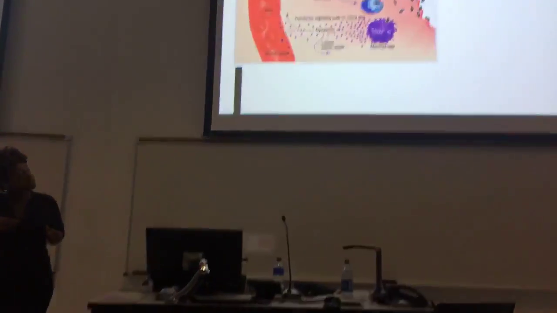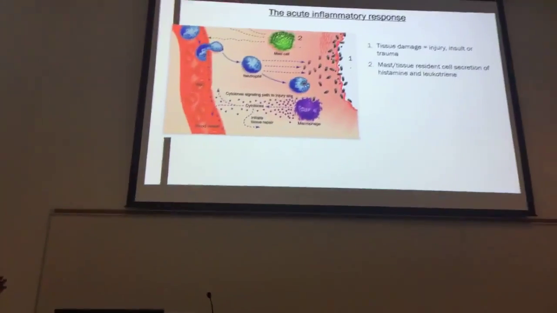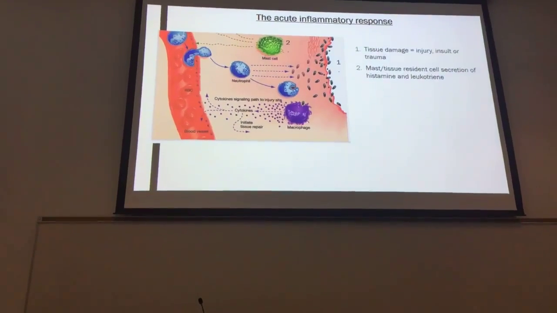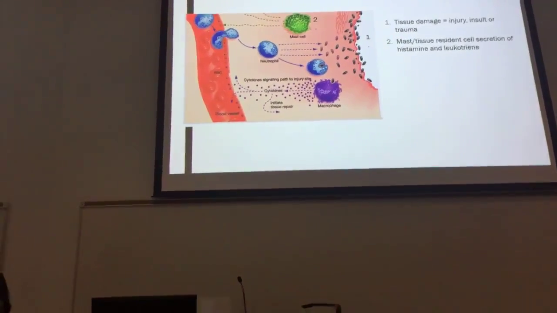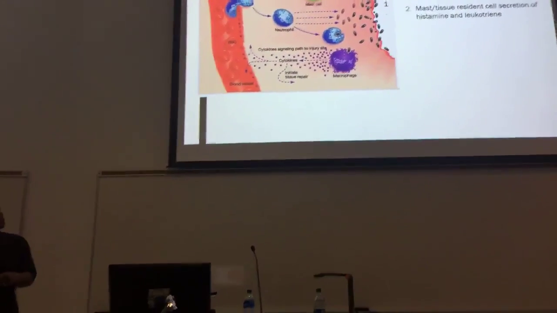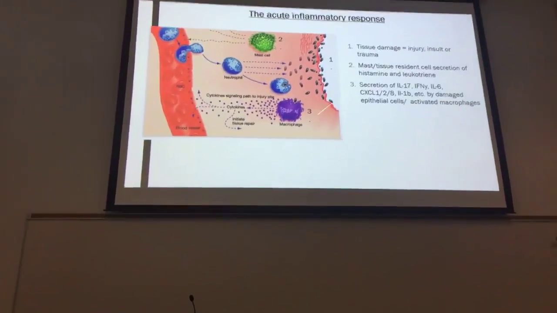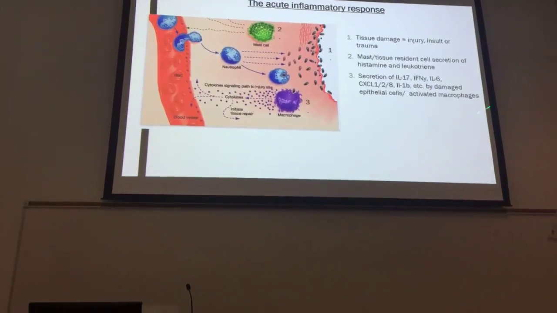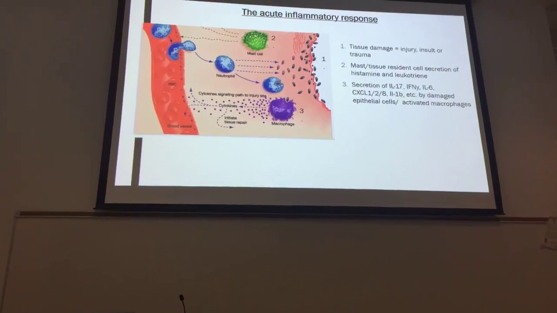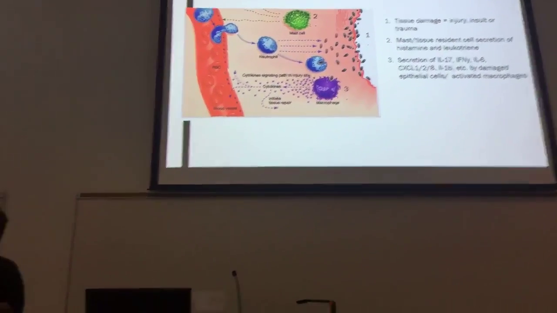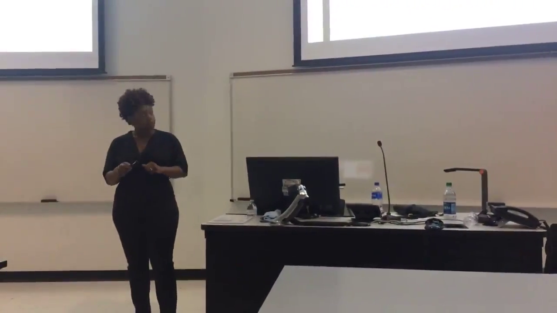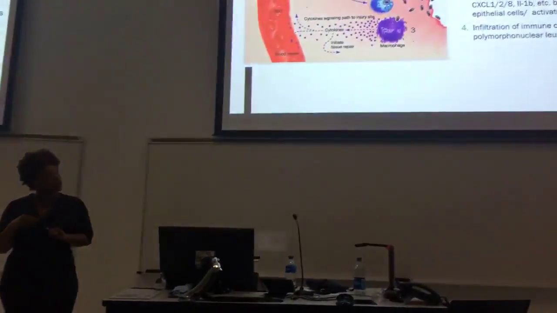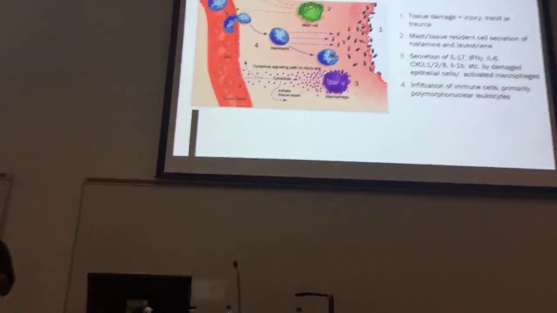Either way, this activates mast cells and tissue resident cells in the inflamed area to secrete histamines and leukotrienes that serve the purpose of causing swelling so that this inflammation remains in the local environment. At the same time, macrophages in the area become activated and damaged epithelial cells both begin to secrete large amounts of pro-inflammatory mediators, including interferon gamma and IL-6, all of which serve the purpose of recruiting our immune cells.